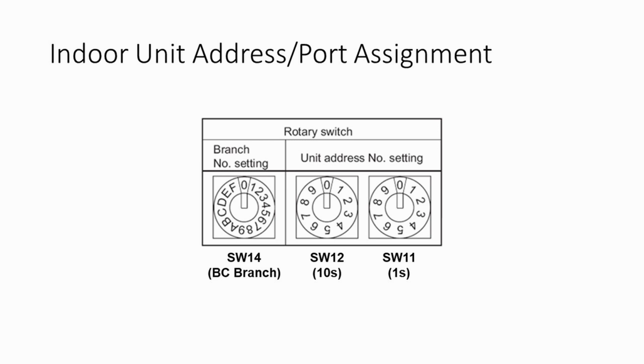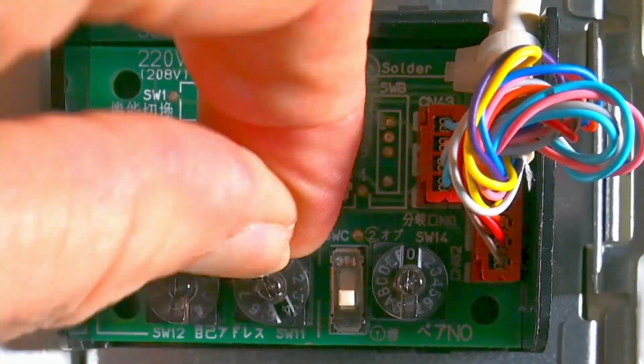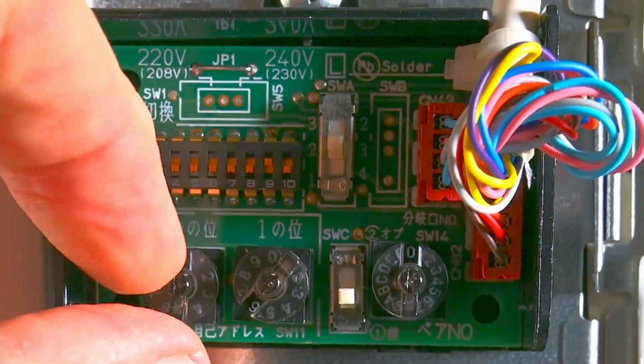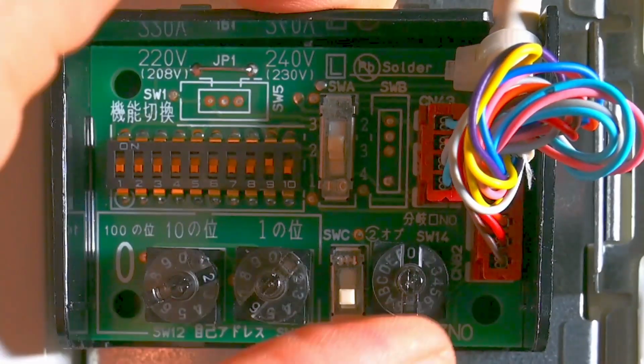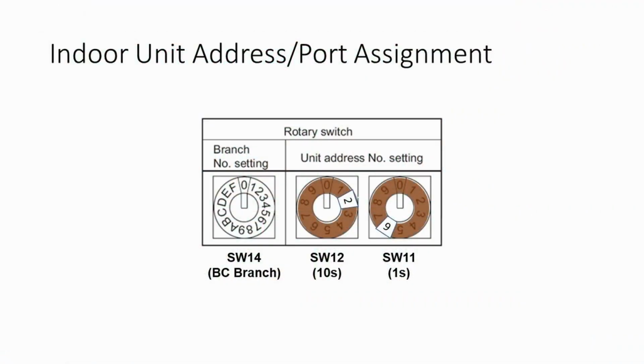Setting the address on the indoor units will be accomplished by turning the rotary dials SW11 and SW12 to their respective numbers. SW11 will be the 1's position, and SW12 will be the 10's position. For instance, if your indoor unit address was 26, SW11 would be set at 6, SW12 would be set at 2. It will be printed on the board whether it's the 1's or the 10's position.